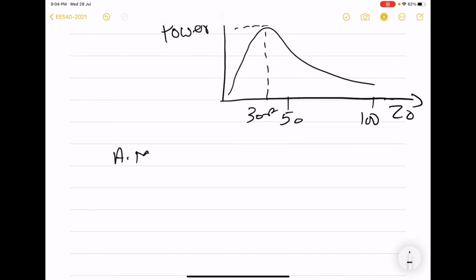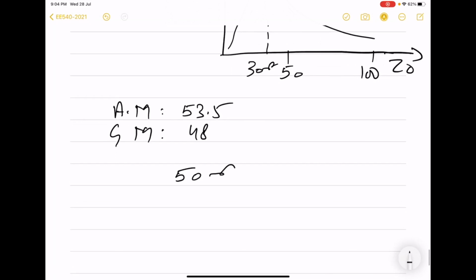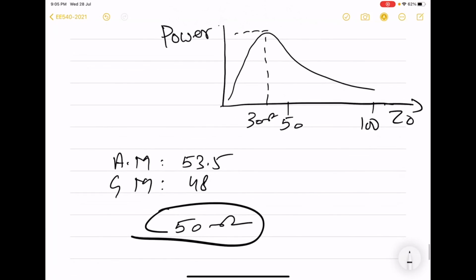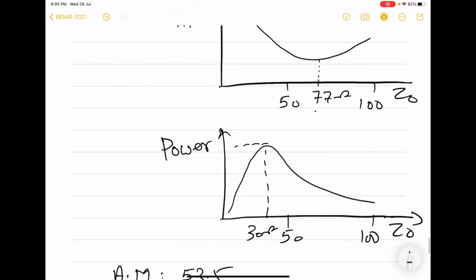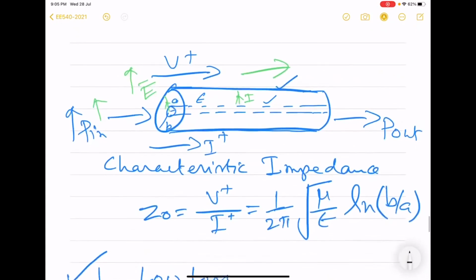The arithmetic mean of those two numbers is 53.5, and the geometric mean of those two numbers is 48. So 50 ohm was chosen as a value which gives good power handling as well as low loss. This explanation answers why 50 ohm, why not 100, or why not 10, or why not something else.